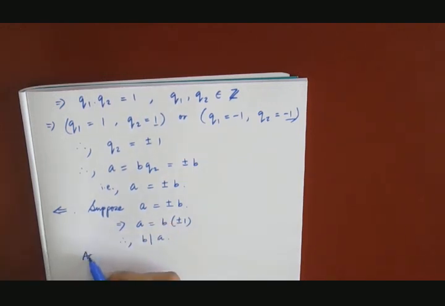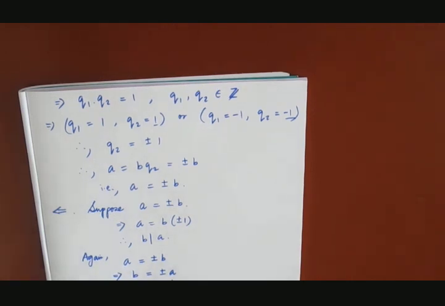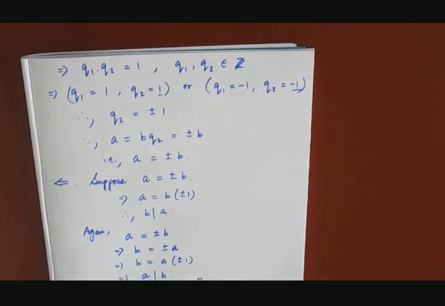And again, A equals plus or minus B. From here I can directly write B equals plus or minus A, that is B equals A times plus or minus 1, and again by the definition of divisible, this means A divides B, and this completes the proof. Go through it, very simple, go through it. I hope you got the proof.